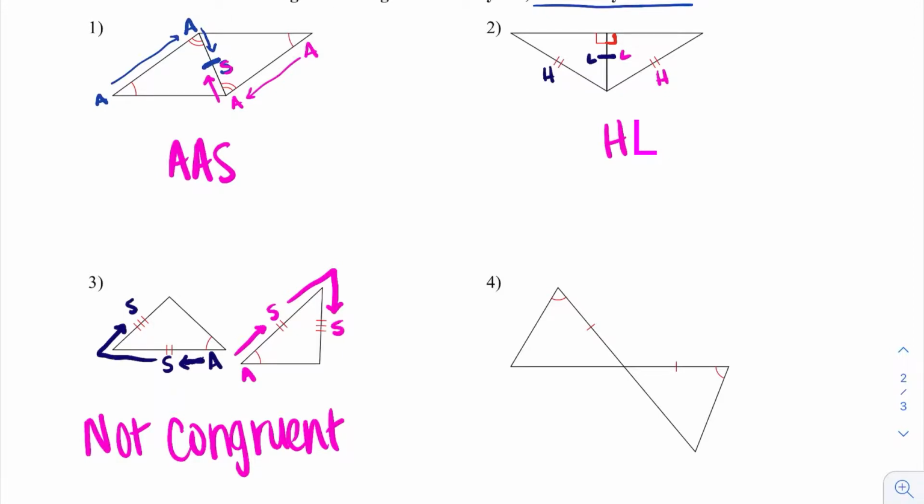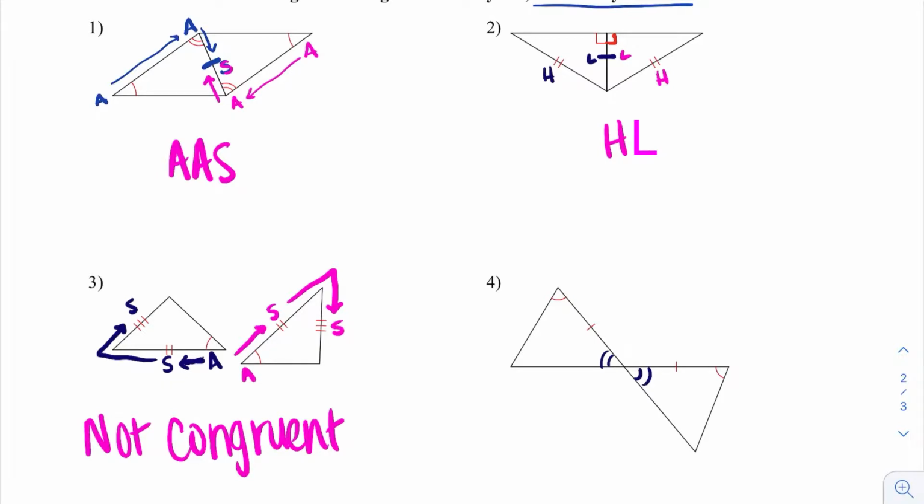Looking at number 4, I notice that in this figure I have the bow tie shape. When we have the bow tie shape, we are always going to have vertical angles in the middle of the figure. These angles will always be congruent. So the first thing that I'm going to do is go through and mark these 2 angles here in the middle as congruent.